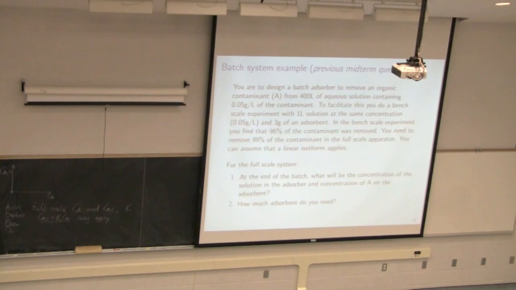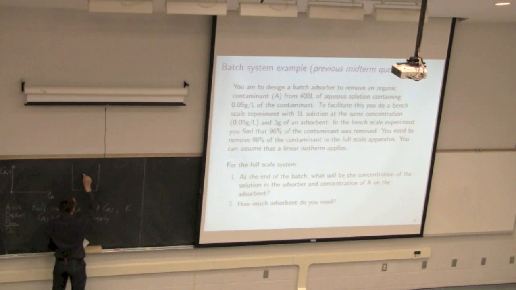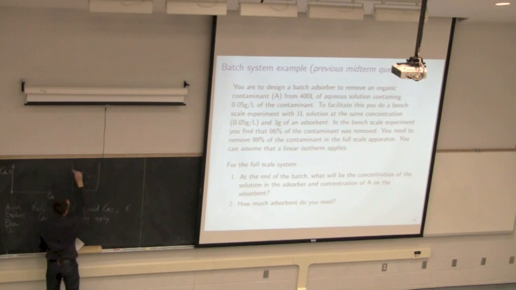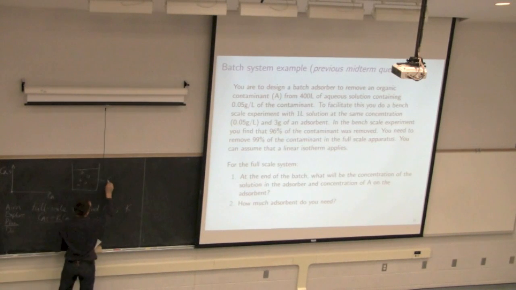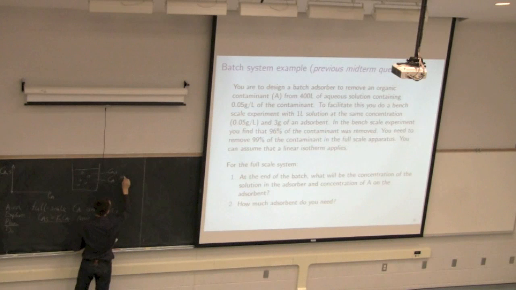What does the isotherm tell us? That they're in equilibrium. It's the equilibrium concentration. So the picture to have in mind is at the end of the batch, you've got the system, we've got adsorbent, and there's some sort of concentration CA here, and on that surface is a concentration CAS in equilibrium.